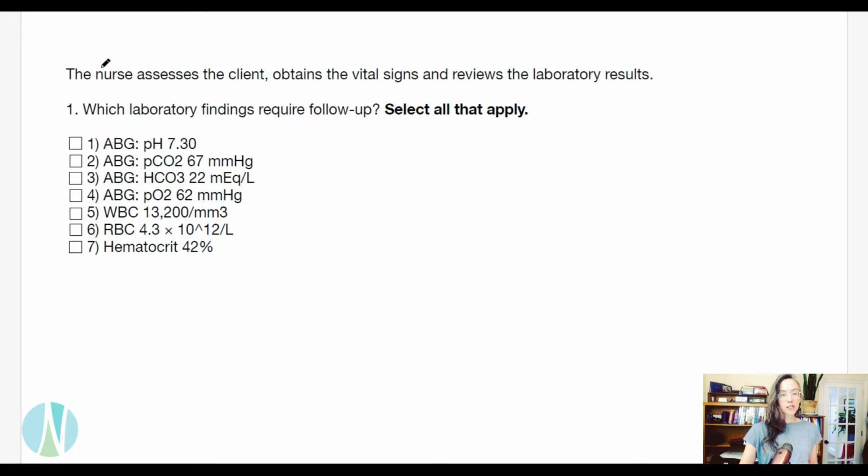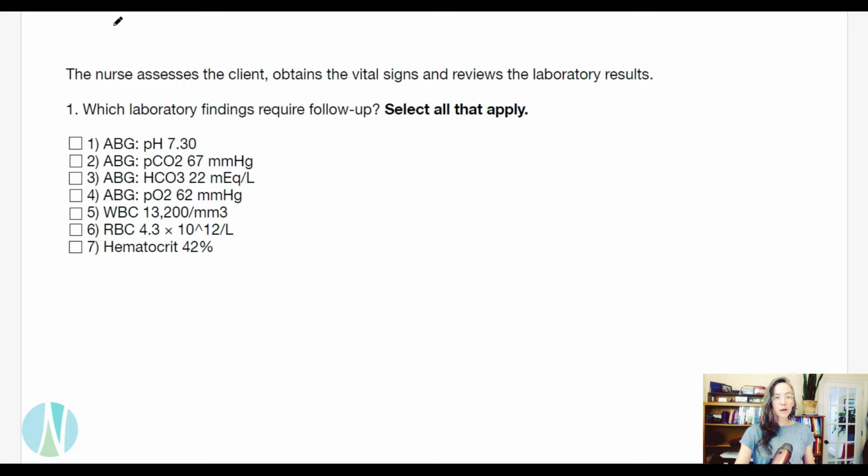So now the question says, the nurse assesses the client, obtains the vital signs, and reviews the labs. Which lab findings require follow-up? Select all that apply. So why don't you pause it here and go through these and see which ones you think require follow-up. Well, first of all, you should look at the ones that are abnormal, right?